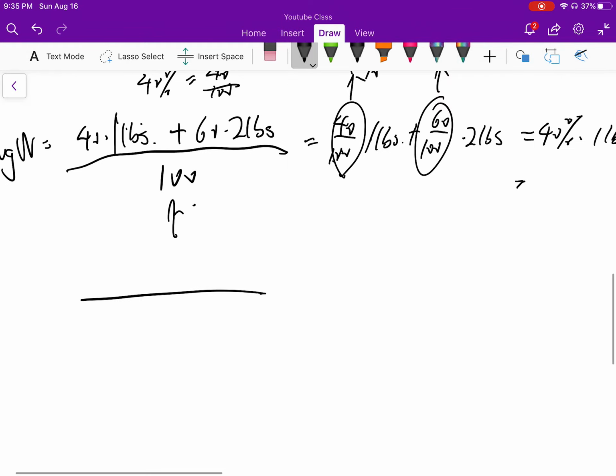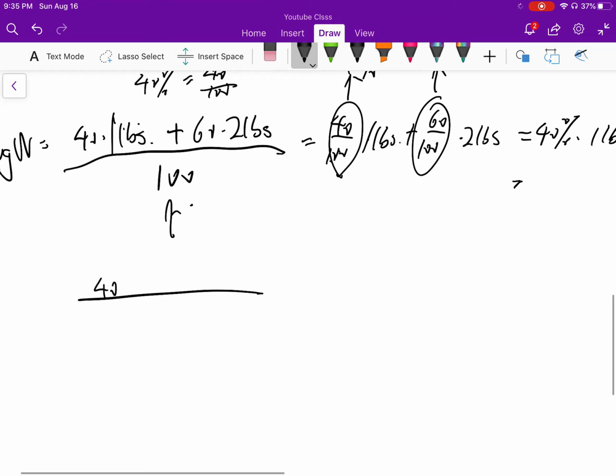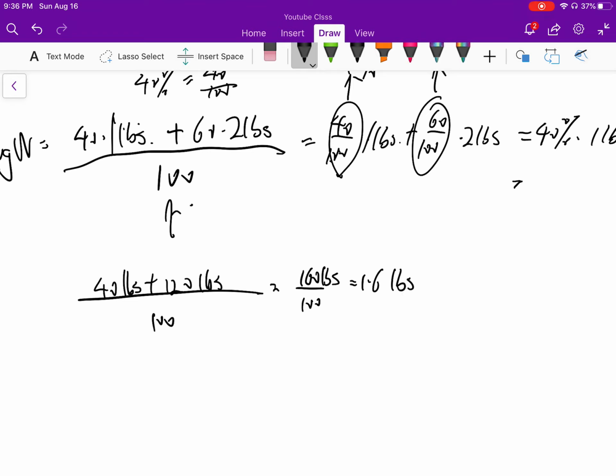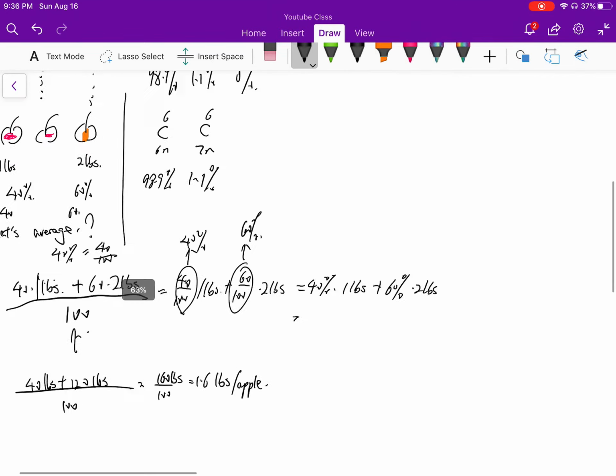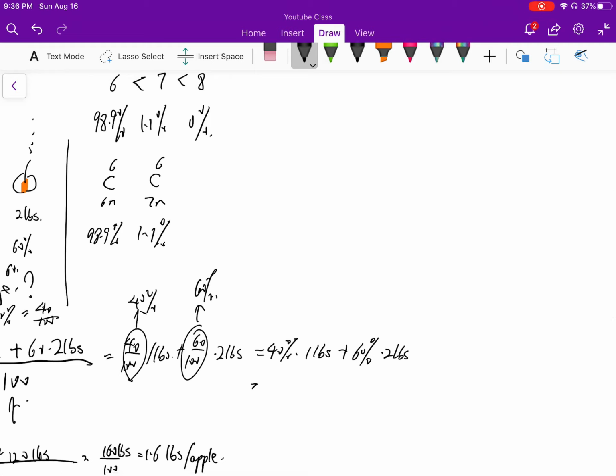This value gives you 40 plus 120. So that's 40 pounds in total, 120 pounds in total, over 100. So that's 160 pounds over 100, which gives you 1.6 lbs per apple. So that will be the average weight. So referring back to our atom problem, it's exactly the same thing.